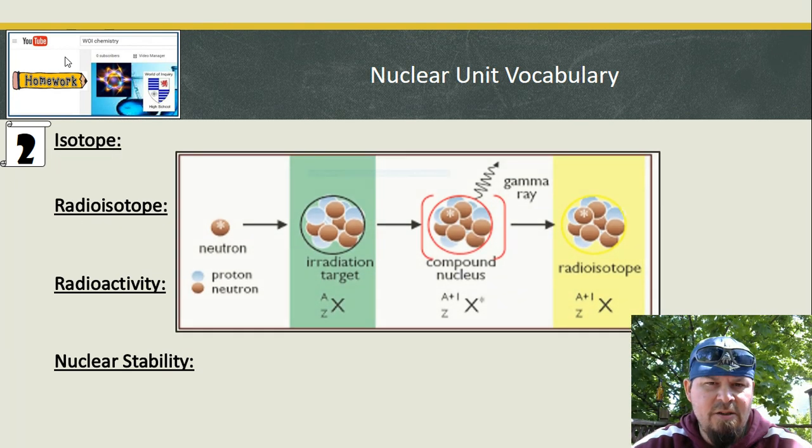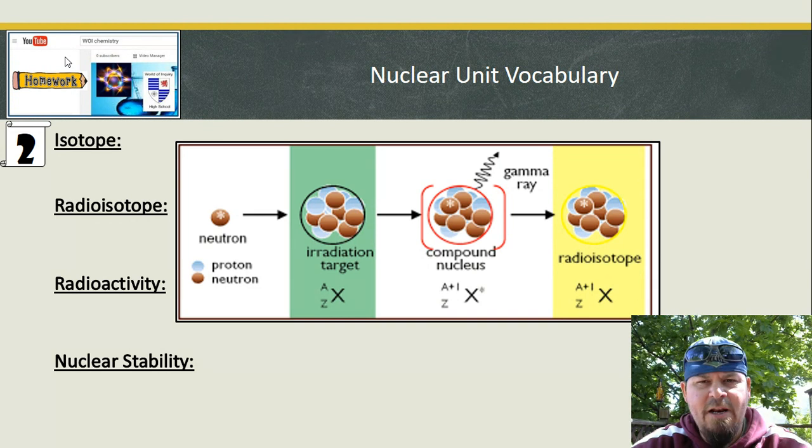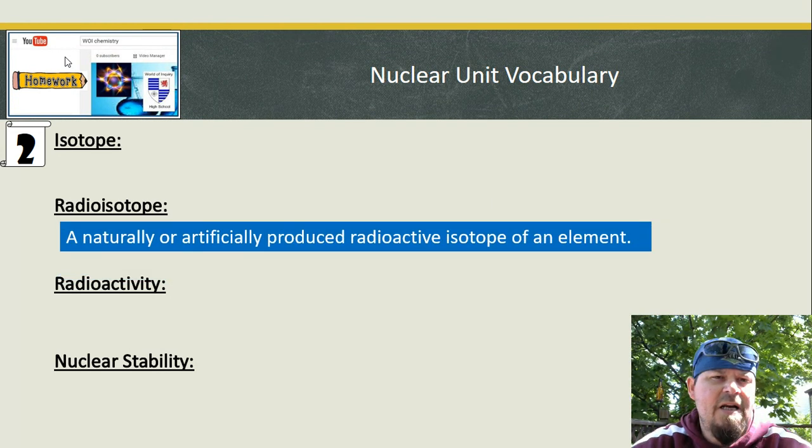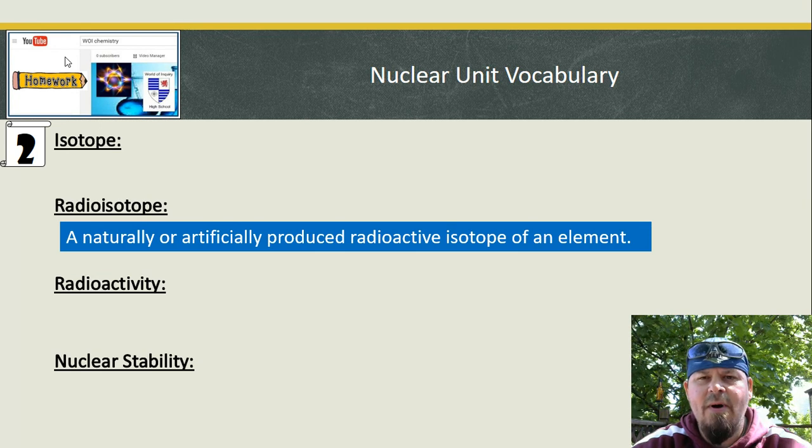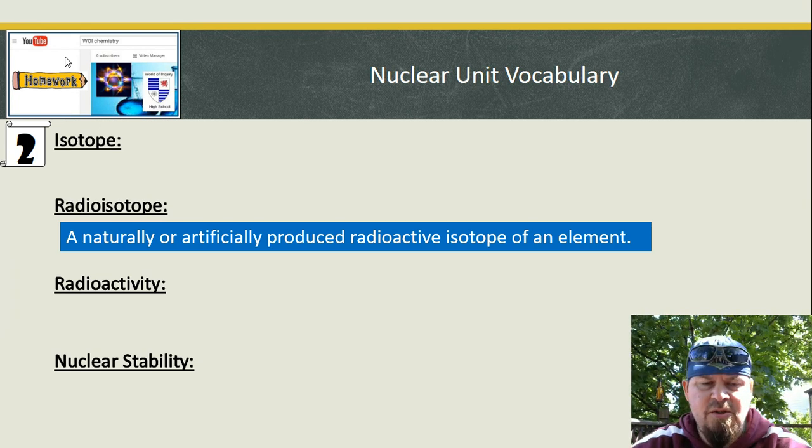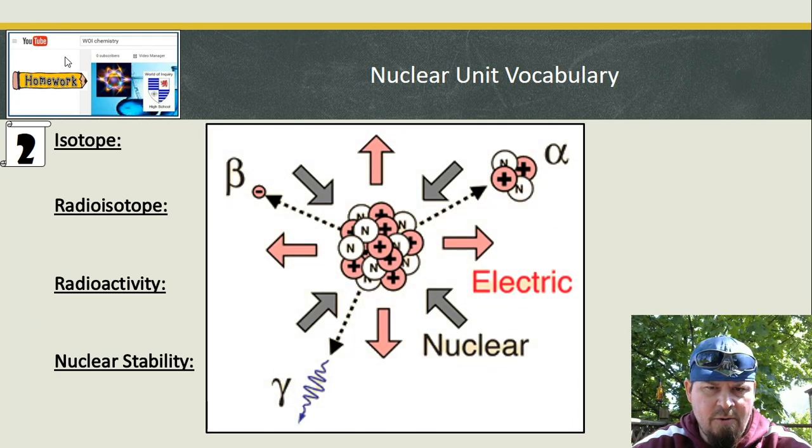And then a radioisotope is just any isotope that's made radioactively. So this is naturally or artificially produced radioactive isotopes of an element. We will be concerned with those very much in this unit. So we can call them radioisotopes.